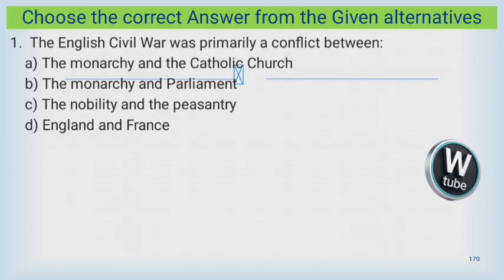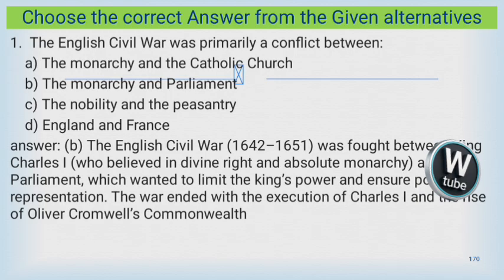Excellent. The English Civil War held during 1642 up to 1651 was between the monarchy of Charles I, who believed in divine rights and absolute monarchy, and the parliament, which wanted to limit the king's power and ensure political representation. The war ended with the execution of Charles I and the rise of Oliver Cromwell, who is commonly known with a Commonwealth.